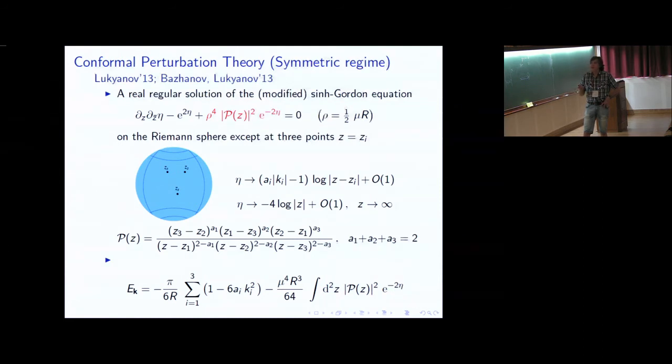And more generally, right, to get the final answer, you need to solve this equation, which is known as the modified Sinh-Gordon equation. Once you have the solutions, then you can get the energy. The solution exists and is unique, and you can actually perform the calculation of the solution numerically. Of course, it cannot be represented in terms of hypergeometric functions or anything else.